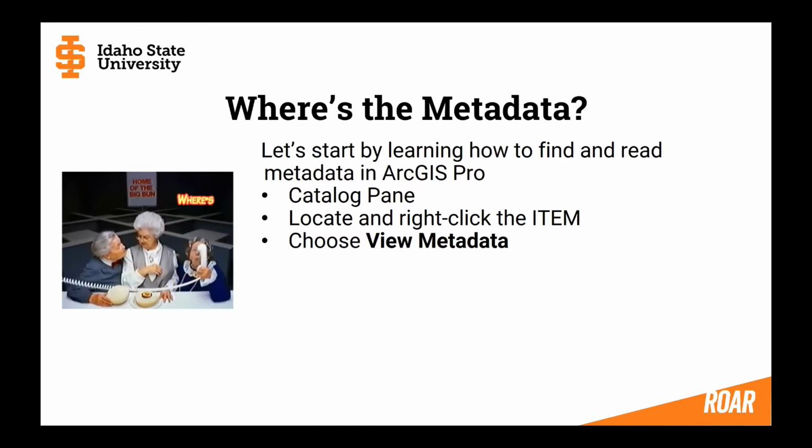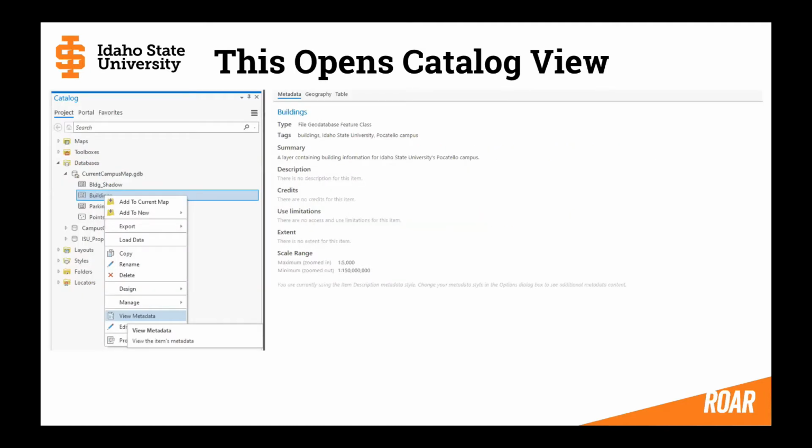Now, you have to understand that metadata actually can be written for any item in ArcGIS Pro. It doesn't have to be a feature class. It doesn't have to be a TIFF layer or something like that. Those are both examples of items, but a standalone table is another item that you could write metadata for as well.